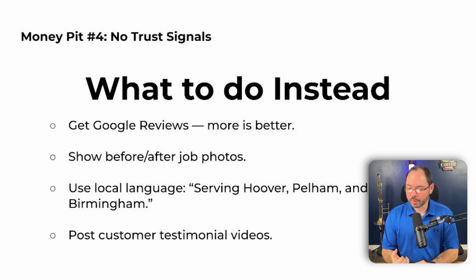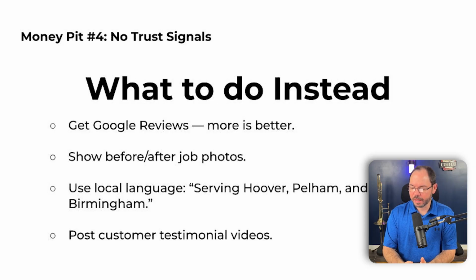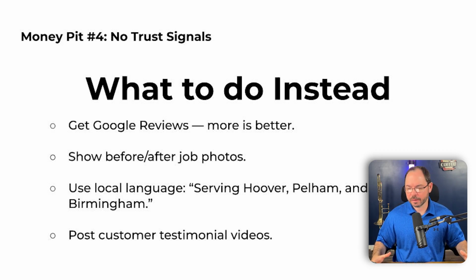What do you need to do on your website and socials? Show before and after on job photos. Videos are great, time-lapse videos. And then use local language in your content and on your website. This is a big thing lately I've been testing with some of our clients too. In the copy, when it comes to social media content or ads, we're saying things like serving Hoover, Pelham, and Birmingham, meaning all these suburbs and cities within the whole metropolitan area.